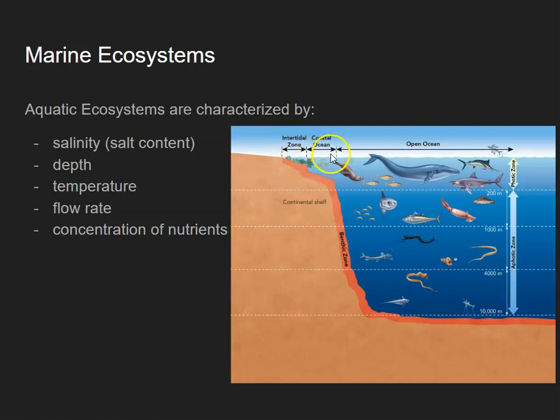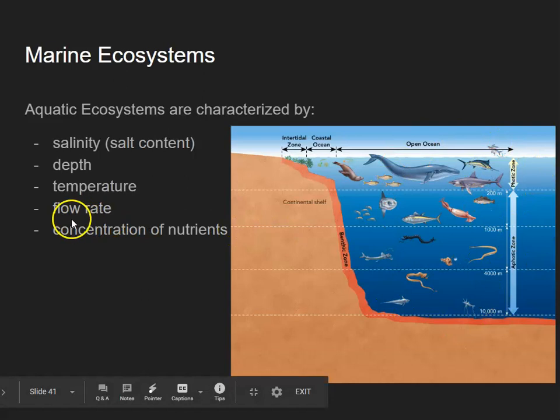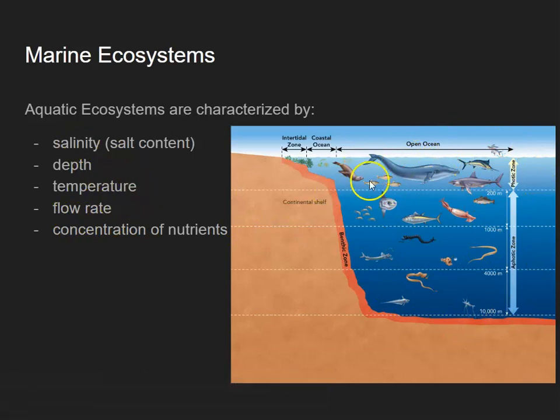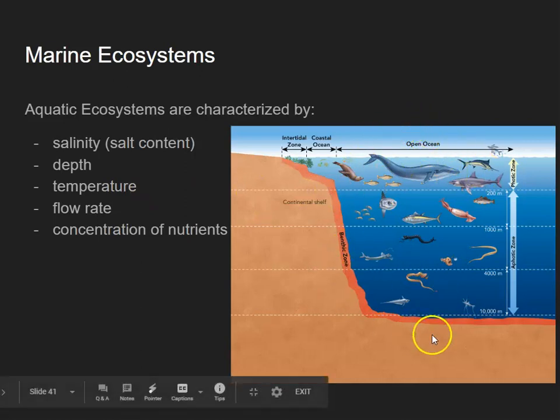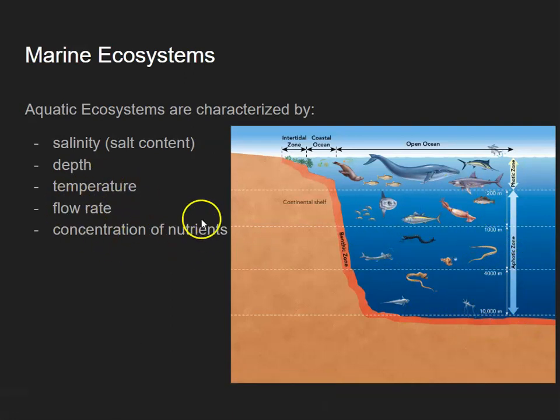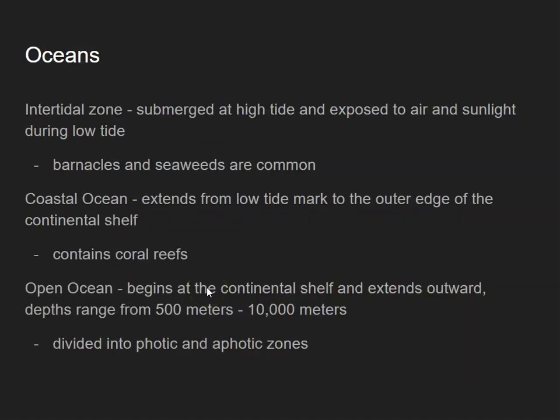You've got the coastal zone, which is the continental shelf, and it's got things like the coral reef, and then you've got the big drop into the open ocean where you have the photic and aphotic zones. It's also characterized by its temperature, so obviously where light reaches is going to be warmer, or where there are thermal vents it might be warm, but in those areas in the middle where there is no light it's going to be cooler. Flow rate, which is the movement of water, and then concentration of nutrients. And so where the nutrients are at characterizes marine ecosystems as well. So just a couple that we're going to talk about.